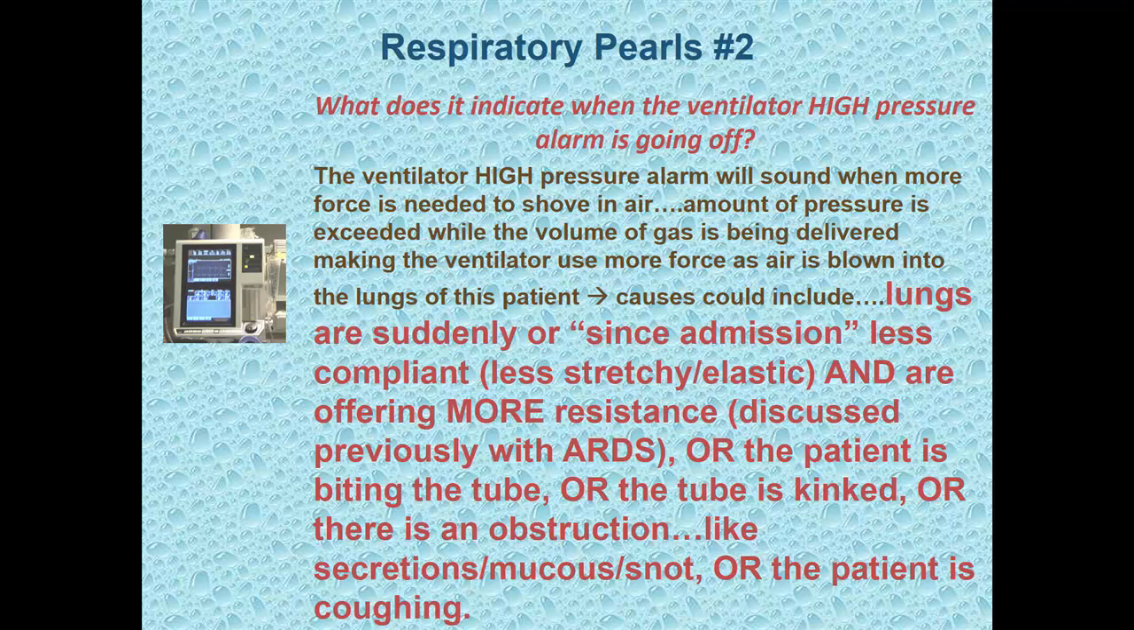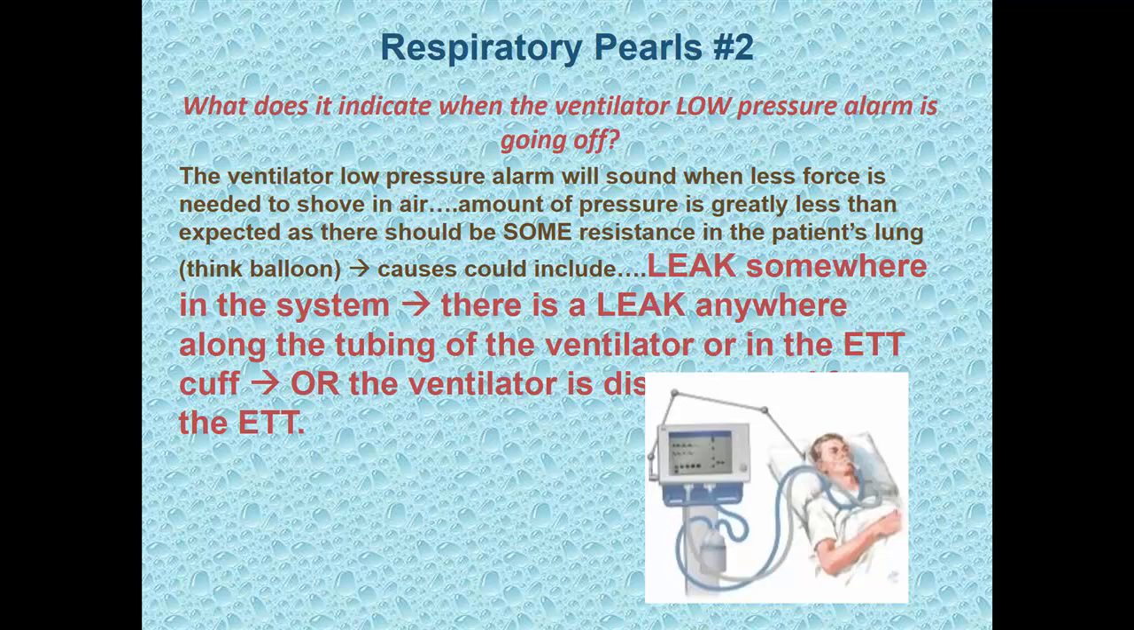What I just want you to get, because I know your brains are pretty full at this point, is that anything that causes an obstruction in the endotracheal tube or stiffening of the lungs is going to cause an increase in resistance to the flow of air being shoved in by the ventilator. So the most common things are going to be kinks, patient coughing, patient biting on the tube, and probably the most frequent one is that there's secretions or snot within the lungs.